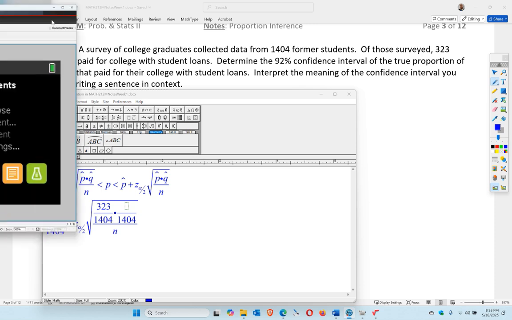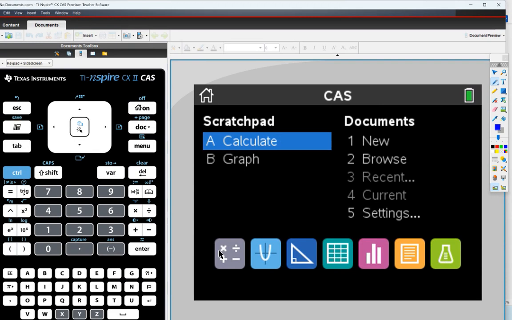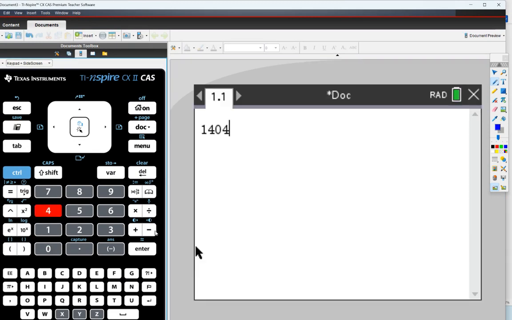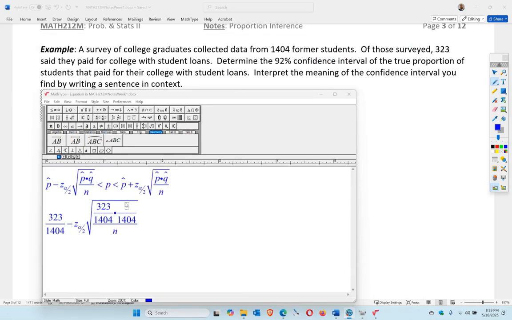So essentially 1404 minus 323 gives me 1081. Okay, so 1081, and then we have 1404 there. Copy, paste, and we're going to copy this again and add a plus there. Okay, so this is my confidence interval for 92%, but I have to figure out the z-value to be able to get the final answer for both sides, essentially.